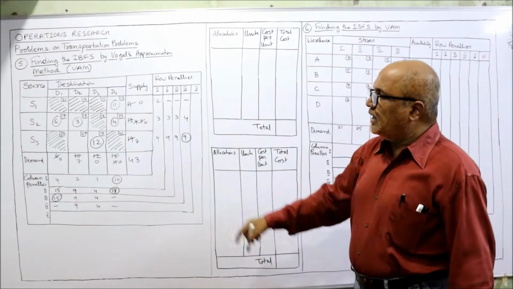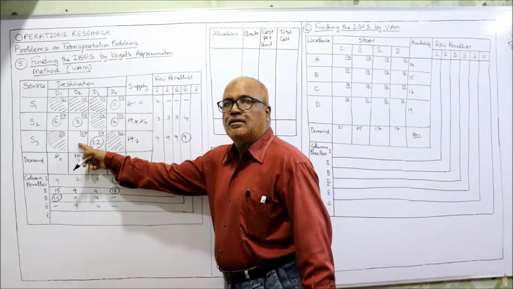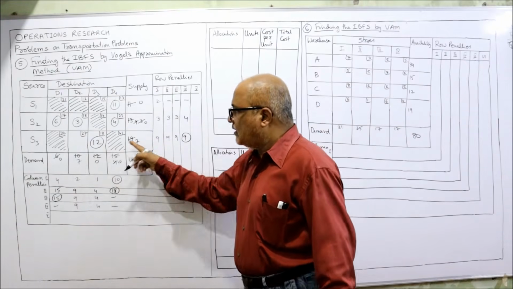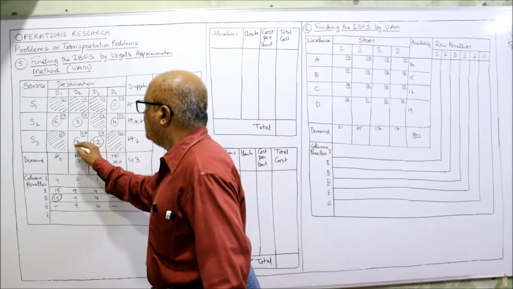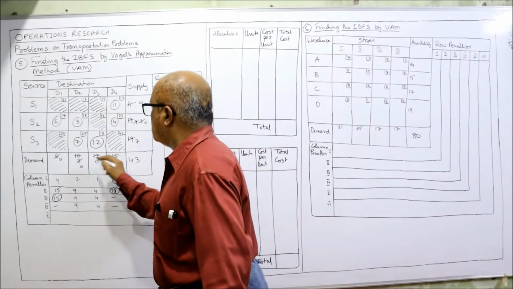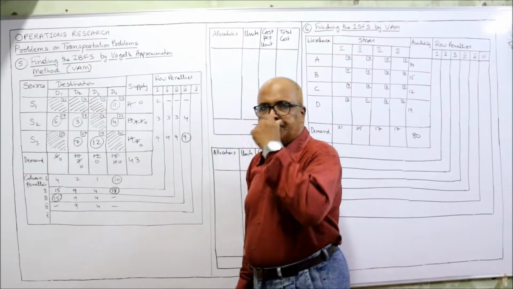Now if you observe, only one unoccupied cell is left. The row total is 7 and the column total is also 7. So I'll make the allocation 7 here. 7 minus 7, 0. 7 minus 7, 0.